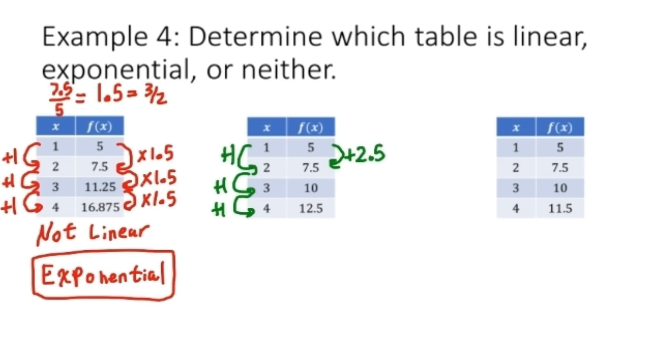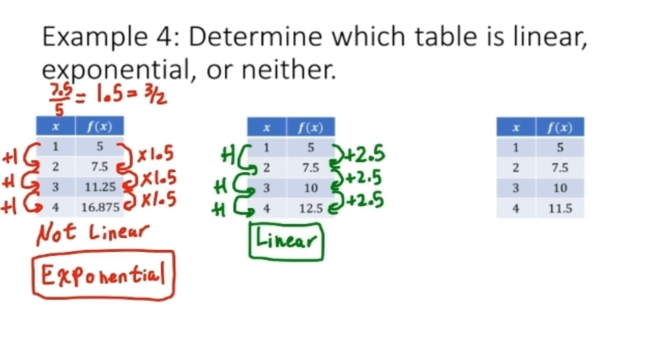In order for this function to be linear, I should be able to get my next function value by adding 2.5 again. Well, if I add 2.5 to 7.5, I do get 10, which is my next table entry. And if I add 2.5 to 10, I get 12.5. So every time I increase x by 1, I increase my function value by 2.5. So my table represents a linear function. There's no point in me checking to see if it's exponential. There are no functions that are both linear and exponential at the same time.